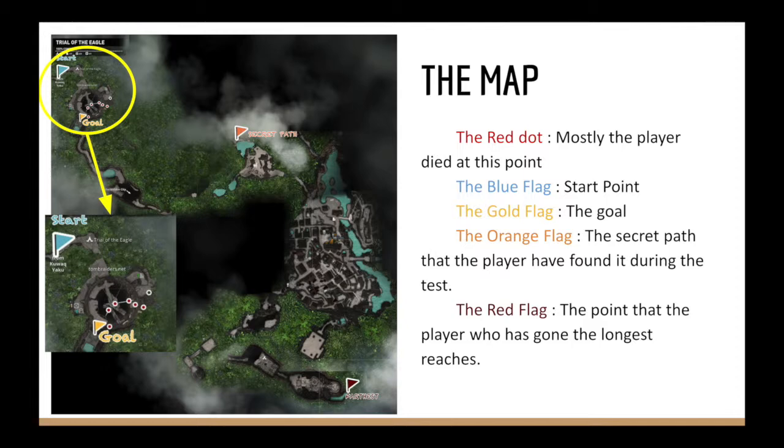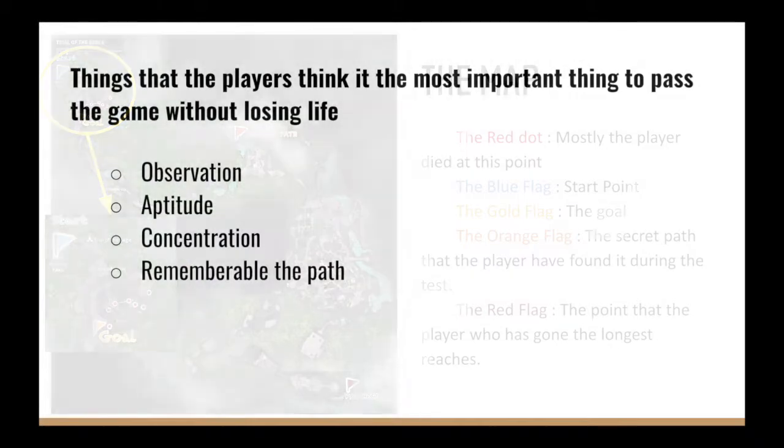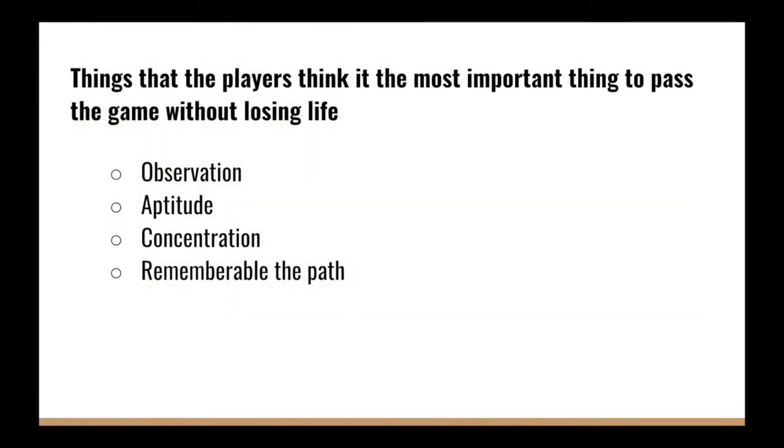Third one is the orange flag, meaning the secret path that the player found during the test. Fourth is the red flag, which is the point that the player who has gone the longest reaches. And the last one is the red dot, showing where most players died. After the test, we surveyed those players by giving them some questions. The question is, what are the things that the players think are the most important to pass the game without losing life? And most of them said that they must have observation, aptitude, concentration, and remember the path.